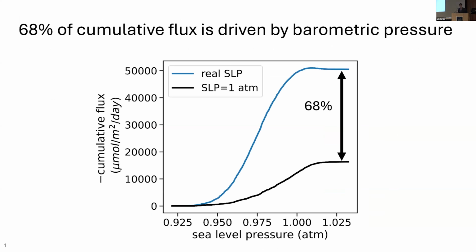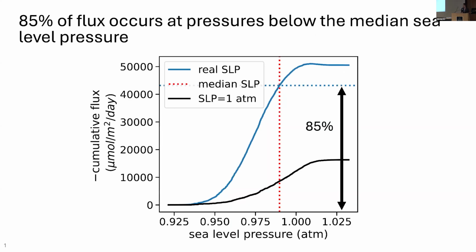If you take all of our fluxes and you sum them up, and you calculate the flux with the real sea level pressure, and then assuming the sea level pressure is 1 atmosphere, the pressure effect accounts for about 68% of the cumulative flux. Another way of looking at this is looking at what proportion of the cumulative flux occurs below the median sea level pressure. And in this case, 85% of the cumulative flux is occurring at pressures below the median sea level pressure.